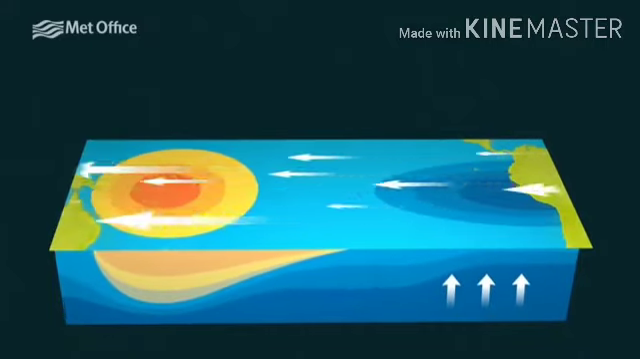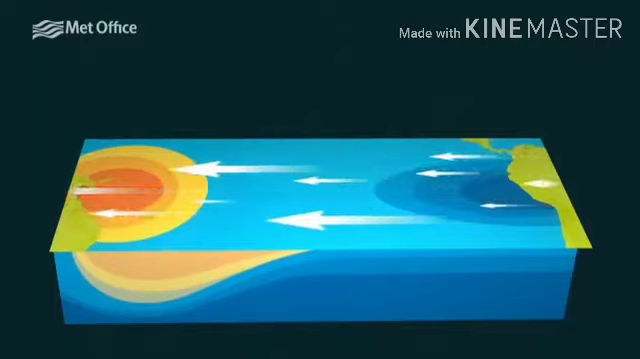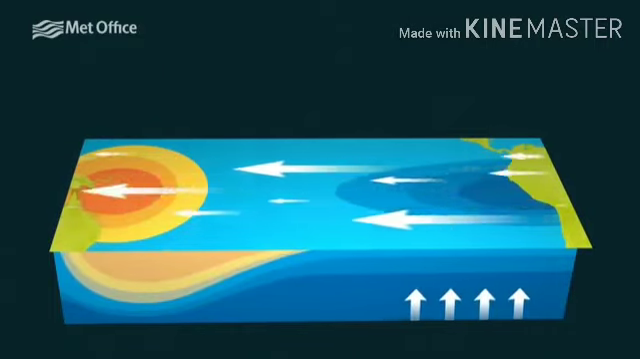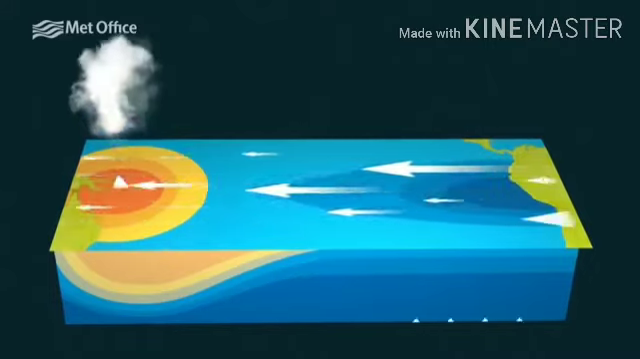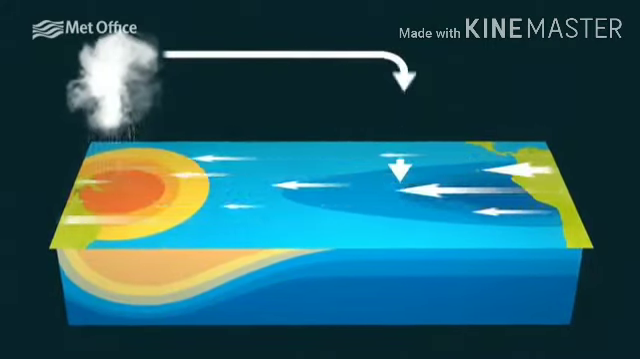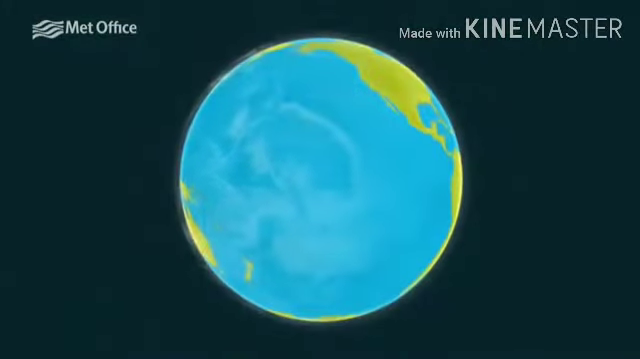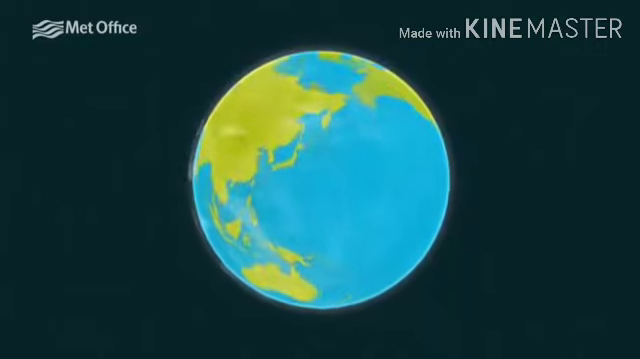This pushes the warmest water to the far western part of the tropical Pacific and increases the upwelling of cold water in the east. This cooler water extends out from the coast of the Americas towards the central part of the ocean. La Niña also impacts global weather and tends to have opposite effects to El Niño.